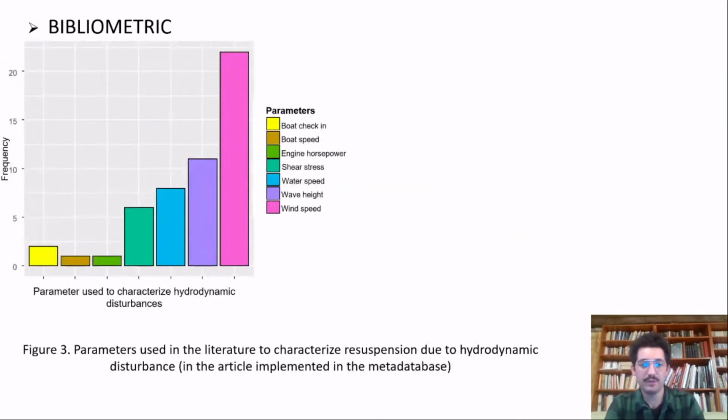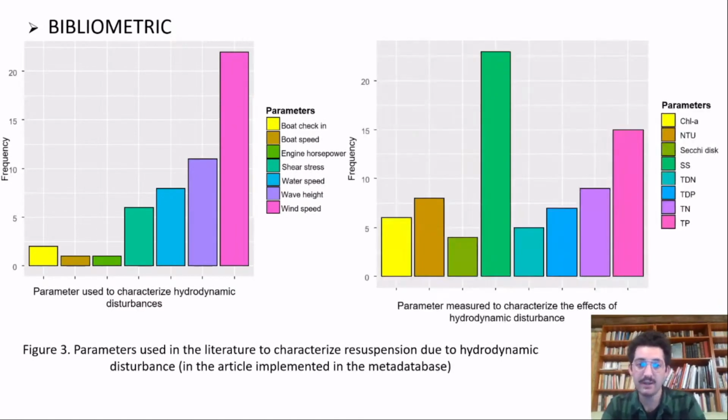This figure represents the parameters that were used to characterize the hydrodynamic disturbance. And this figure represents the parameters that were used to characterize the effect of this hydrodynamic disturbance. Both of these plots are for the articles that we implemented in the metadatabase. What we see is that most studies used wind speed to quantify the disturbance and focused on suspended sediment parameters to measure the effect of the hydrodynamic disturbance.